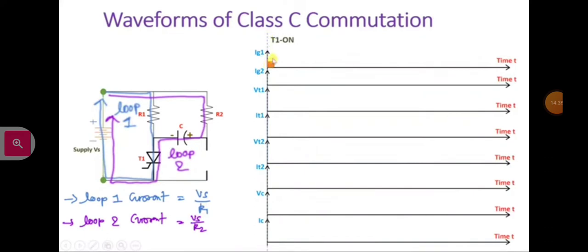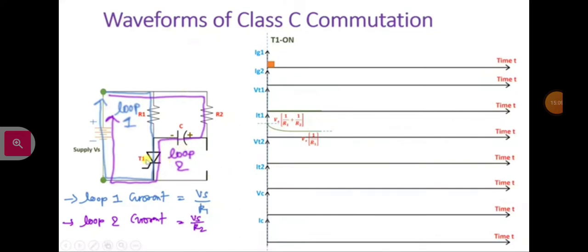So here we are giving a gate pulse Ig1, that will turn on thyristor T1, and Ig2 is not on, it is off. So now the voltage across T1 will obviously be 0, right, as T1 is on, and the current passing through It1, initially it is Vs by R1 plus Vs by R2, right, and it will decrease to Vs by R1, as in loop 2 the current will be 0.